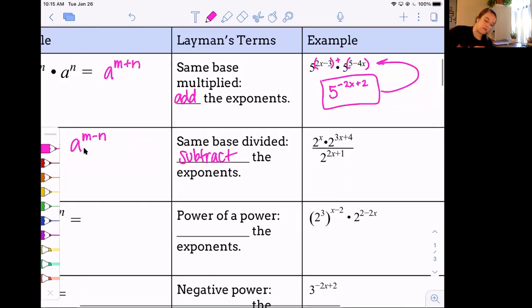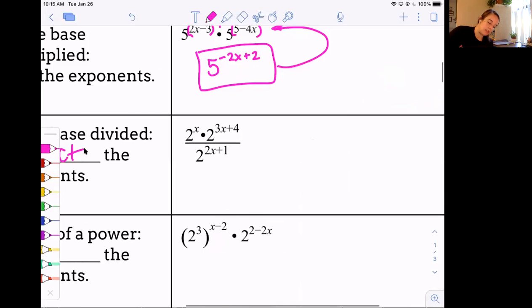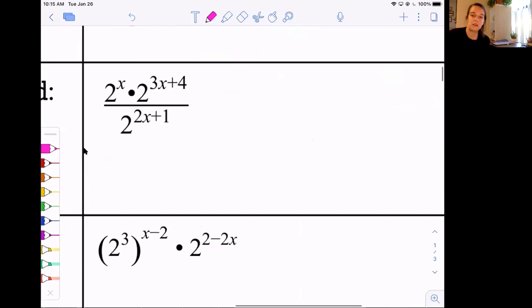All right, so if I'm thinking about this example here, I'll give you a moment to write it down.